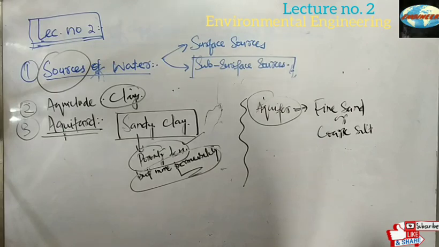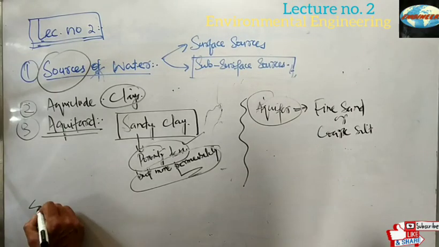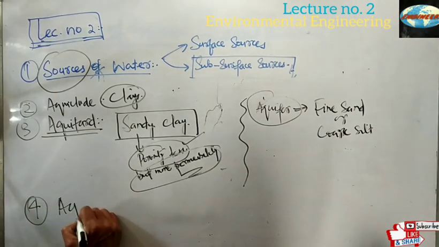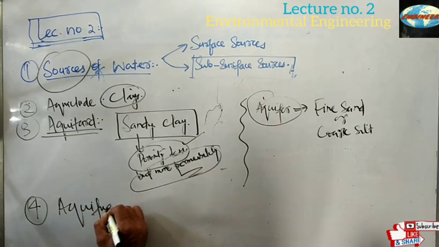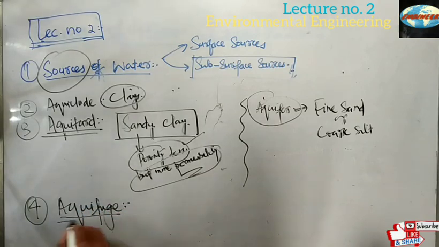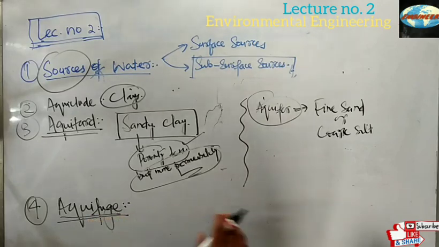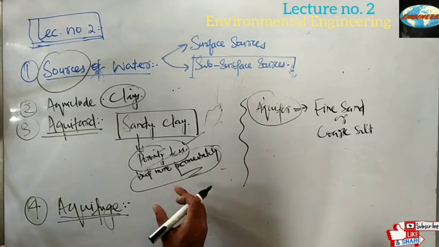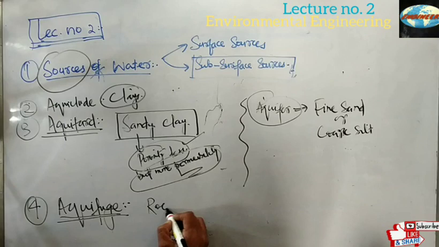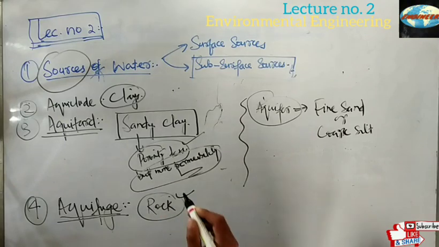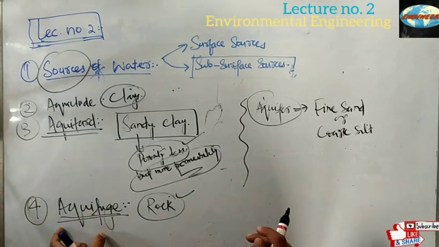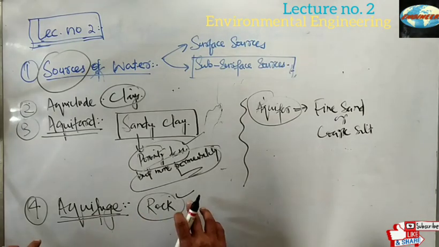Now what about the other geological formation that's called Aquifuge? Aquifuges are the formations which are neither porous nor permeable, like rock. If we have a rock formation in the soil, you can say that as Aquifuge. So these are not important.